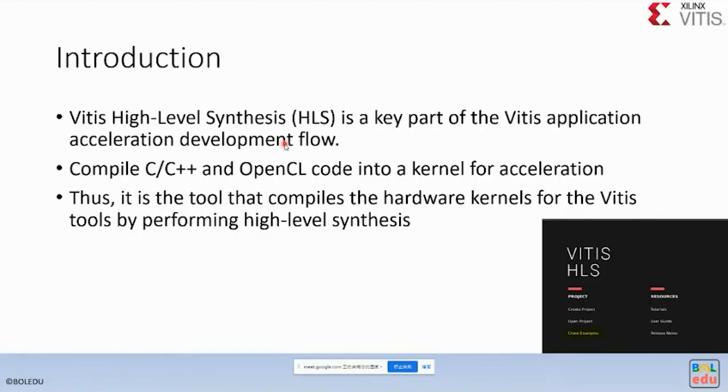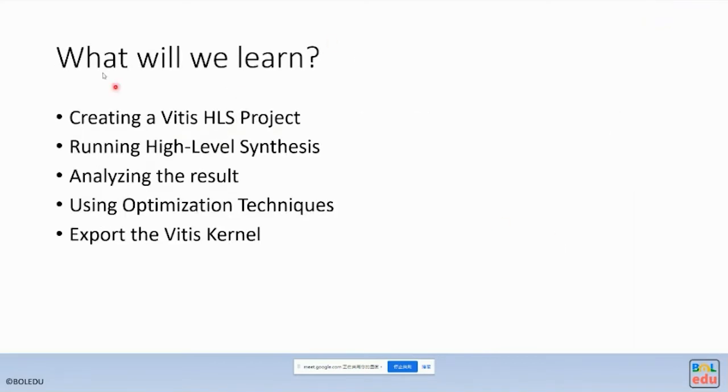VT's high-level synthesis is a key part of the VT's application acceleration development flow, and it can compile C, C++, and OpenCV code into a kernel for acceleration. Therefore, it is a tool that compiles the hardware kernel for the VT tool by performing high-level synthesis.